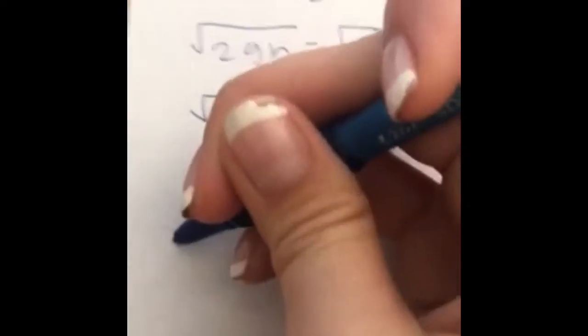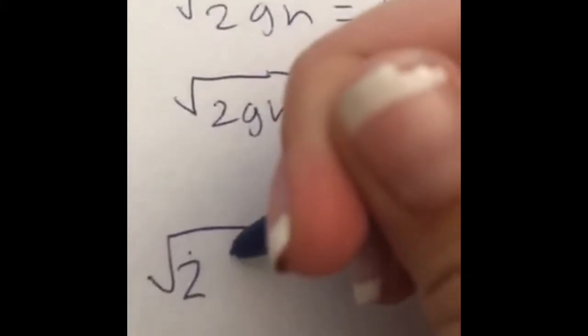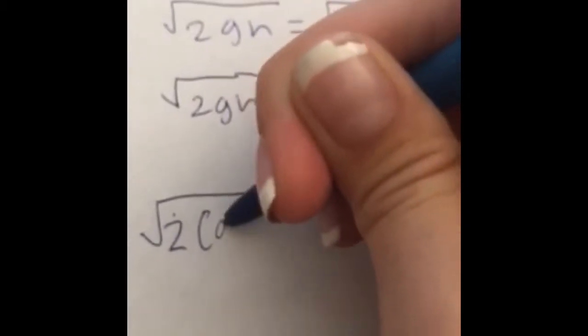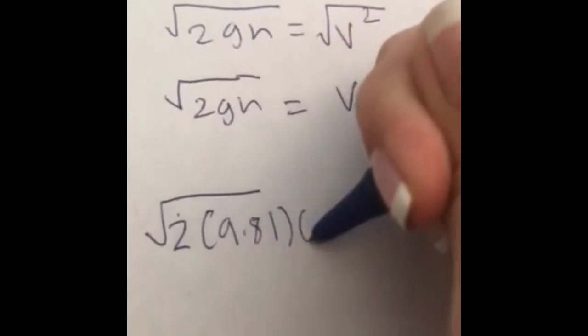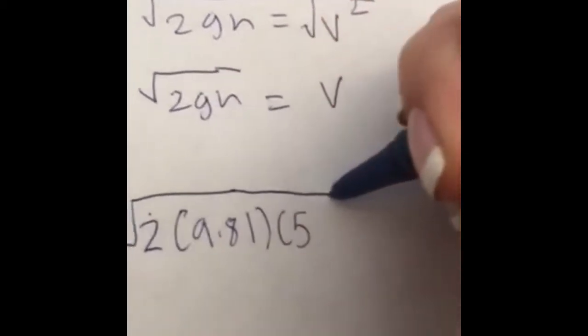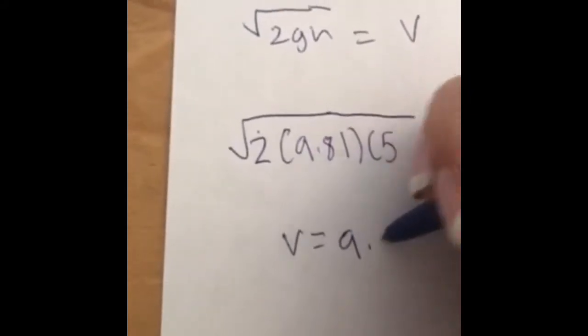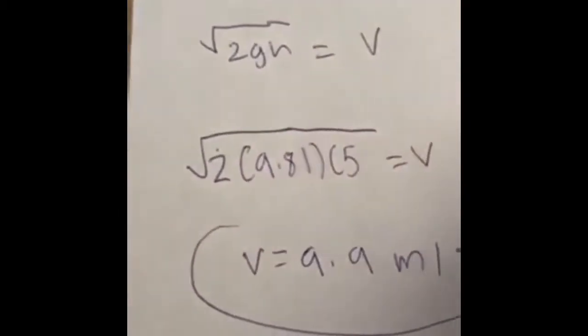So now we can plug all that in to find our velocity. We have 2 times 9.81 times 5, and the square root of all of that equals our velocity. If you plug that into a calculator, you get that the velocity is equal to 9.9 meters per second. And that's our answer.